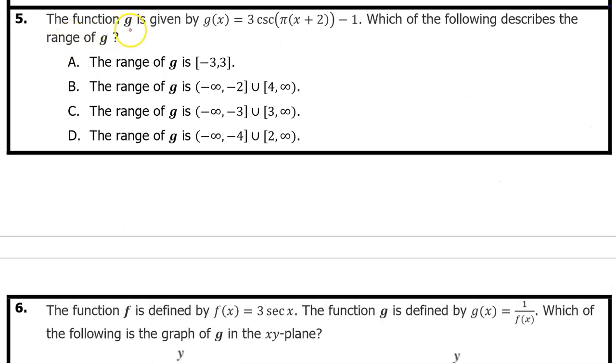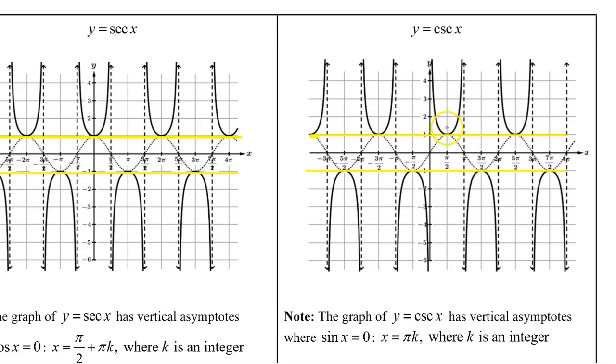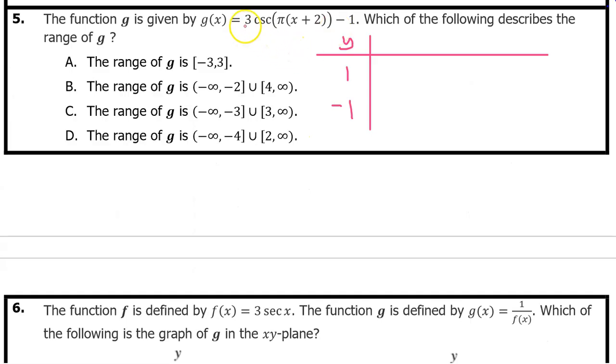Number 5. The function g is given by g of x equals 3 times the cosecant of pi times x plus 2, minus 1. Which of the following describes the range of g? In a previous video, we learned that the range of the parent function cosecant x is -infinity to -1, union 1 to infinity. Focus on the key y values of -1 and +1. Let's see how the transformations that give us the function g of x affect these two key y values.